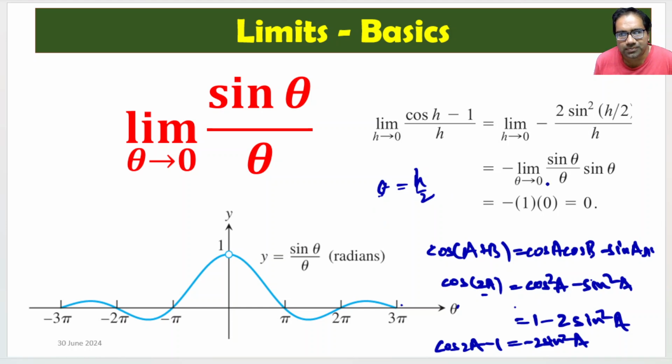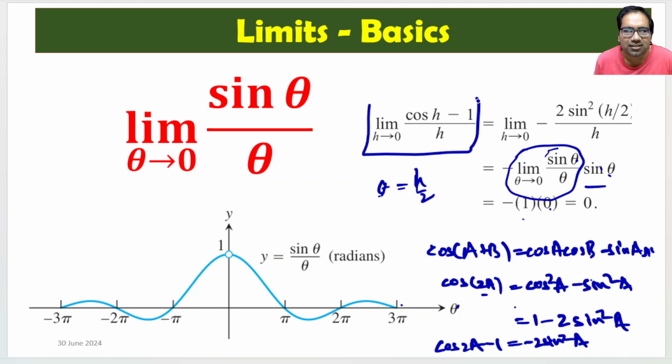So theta tends to 0, and we can write it as sine theta by theta into sine theta. Now we know the limit of this thing, limit theta tends to 0 sine theta by theta. Limit of a product is equal to the product of limits. So limit of this is 1, limit of sine theta is 0. So this is equal to 0. Basically, this is another important result: limit h tends to 0, cos h minus 1 by h is actually equal to 0. Like this is equal to 1, this is equal to 0. This is an important result.